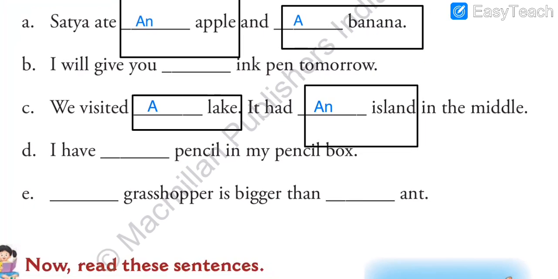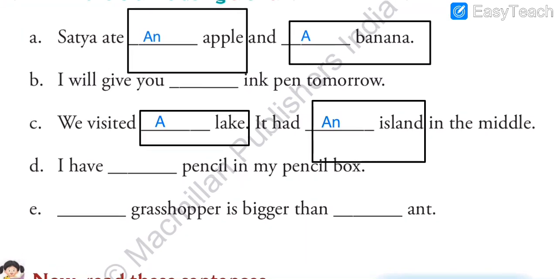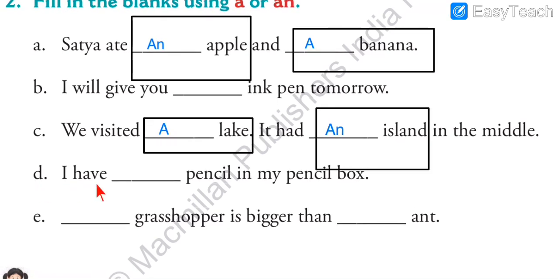So let me solve one more and then we will end today's session of grammar. So now here, if you can see sentence D, I have dash pencil in my pencil box. Yes, so here again you need to observe the word which is just next to the blank, and here the word is pencil.